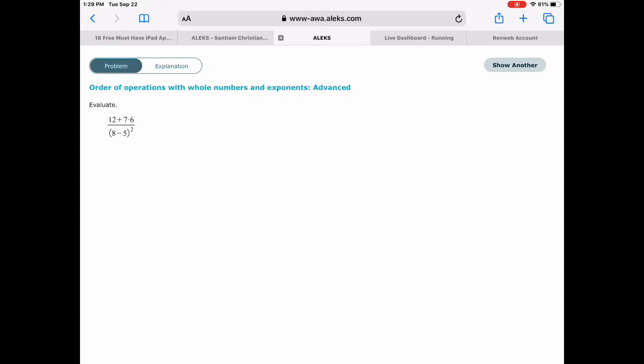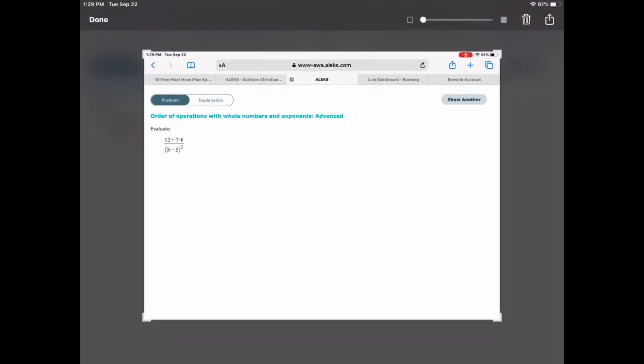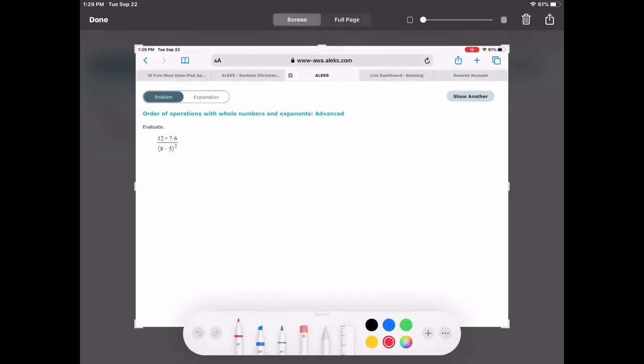All right, and then we're going to throw in a big old fraction. No problem, right? Fractions themselves are a little bit like parentheses. The stuff that's on the top and the stuff that's on the bottom are as if they're in parentheses. Okay, so we're going to deal with the top here. We have 12 plus 7 times 6. Let's just deal with that.